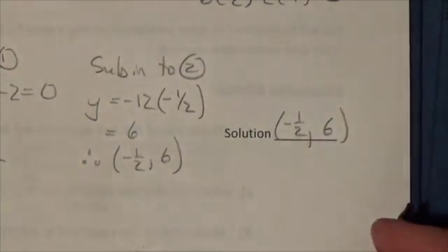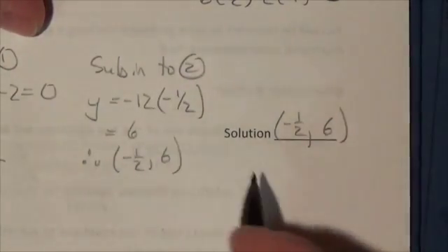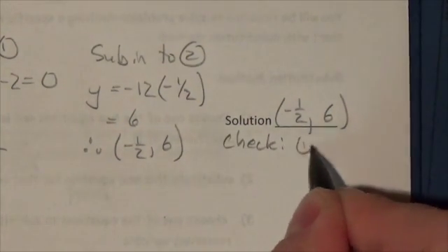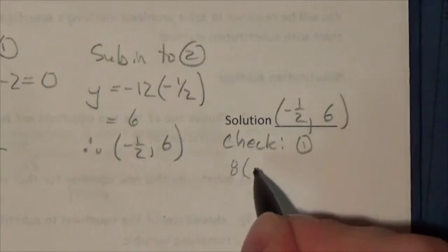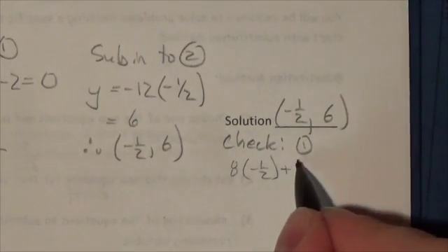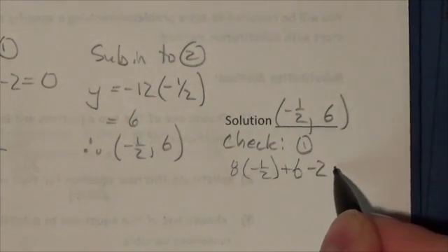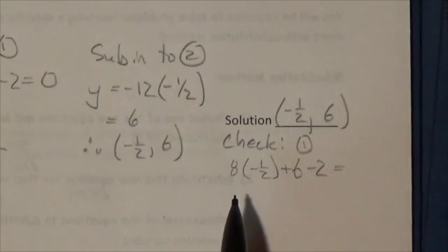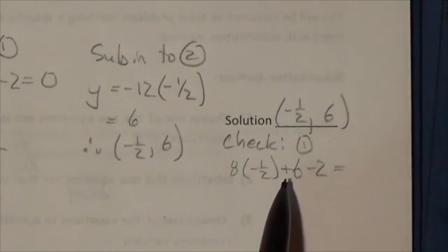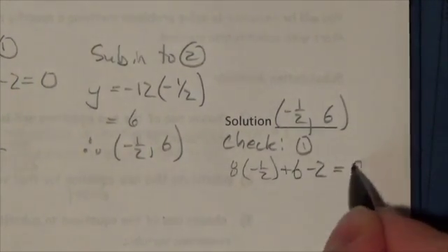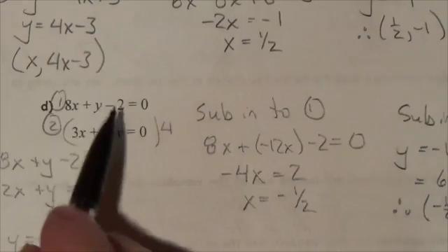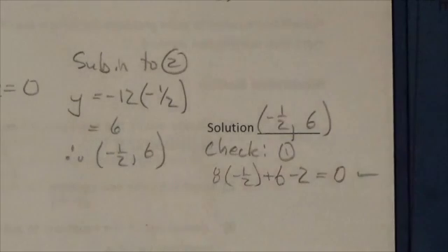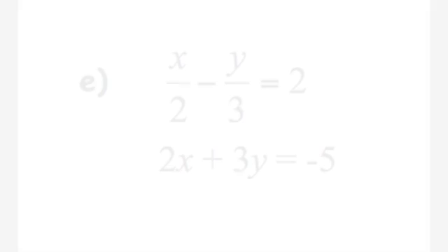Now we're going to check it. I already know it works in equation 2. That's where I got the other coordinate there. But I'm going to check this now in equation 1. So 8 times negative 1/2 plus 6 minus 2. Well, what does that equal? Well, 8 times negative 1/2. Let's think about that. Negative 1/2 of 8 is negative 4. Plus 6 is going to be positive 2. Minus 2 is 0. Well, that's exactly what I was hoping for. Equals 0. So that's true. That works. So negative 1/2, comma 6 is the correct solution to this.